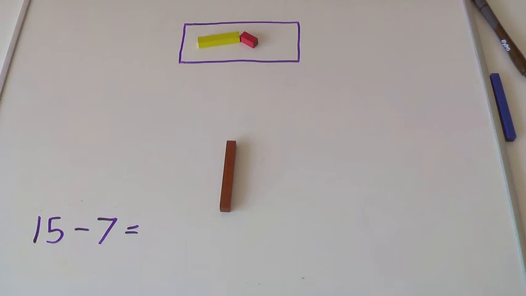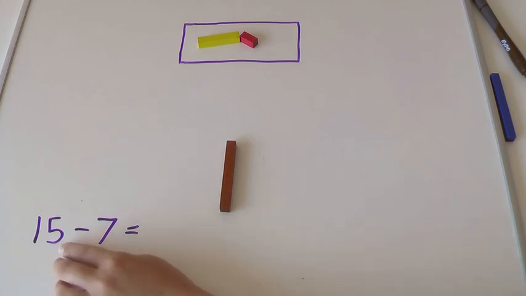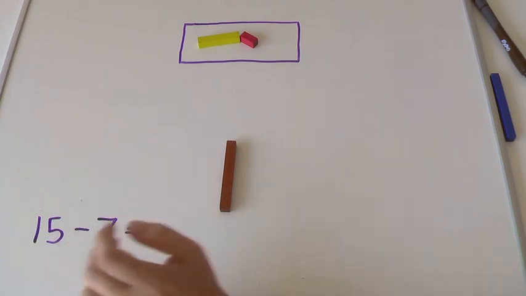Now, once children get to be fairly good at doing this with Cuisenaire rods, you can have them try to do it just in their heads. So you'll have them look here at 15 minus 7, and they will do 15 minus 5 is 10. And then how many more do they have to take away? 2 more. So 10 minus 2 is 8.